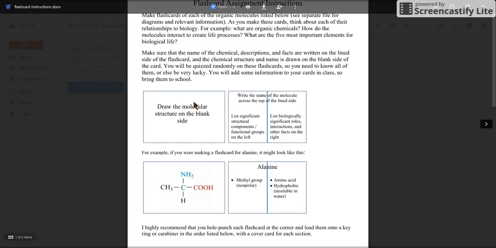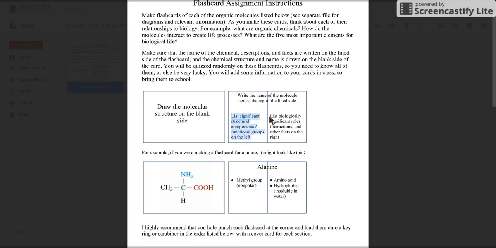Once again, draw the molecular structure on one side, and on the other side, write the name of the molecule across the top. Then list significant structural components or functional groups on one side, and list any biologically significant roles, interactions, or other facts on the right.